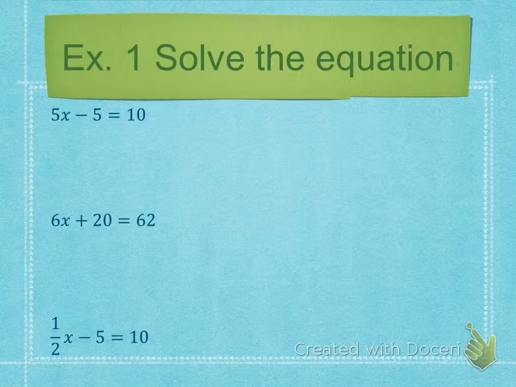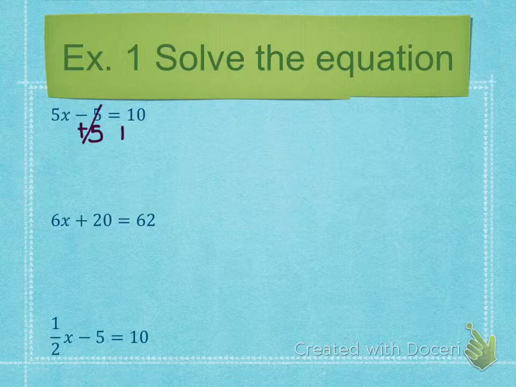Okay, on the first problem here, let's look for like terms because I know I've got to combine them first. Does anybody see like terms? Michael? Negative 5 and 10. Negative 5 and 10, perfect. Are they on the same side of the equation? No. So what do I got to do to combine them? Add 5 to both sides, perfect.